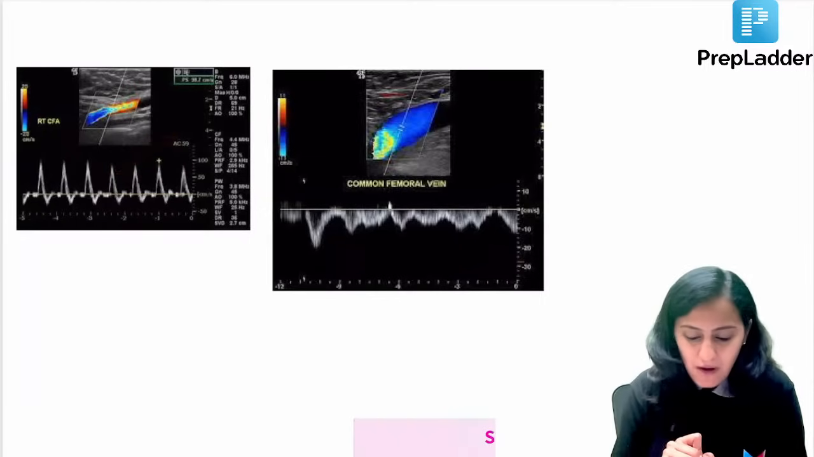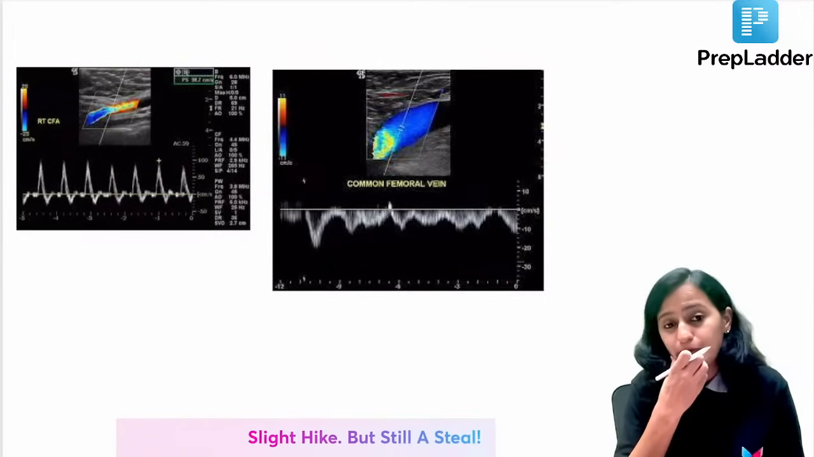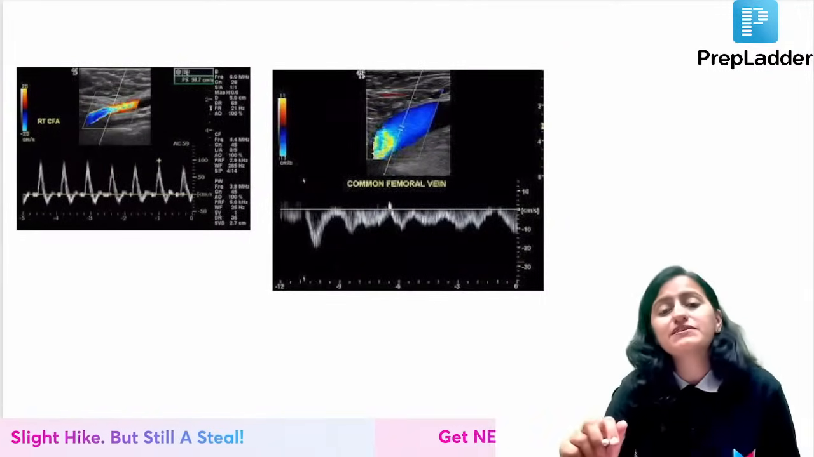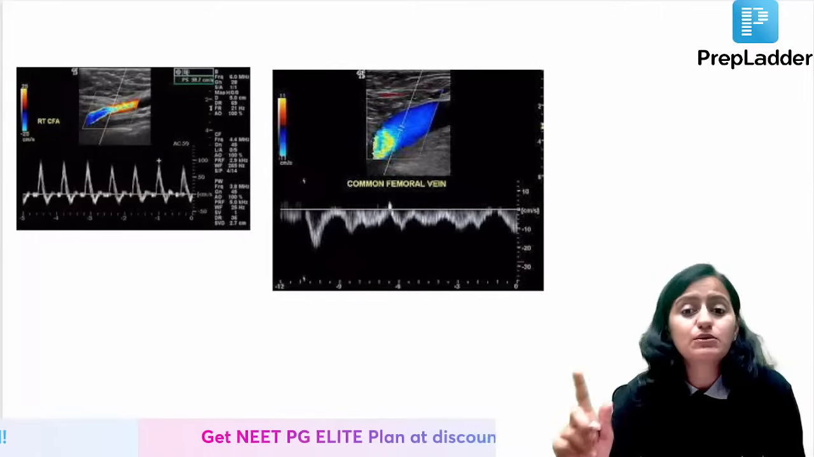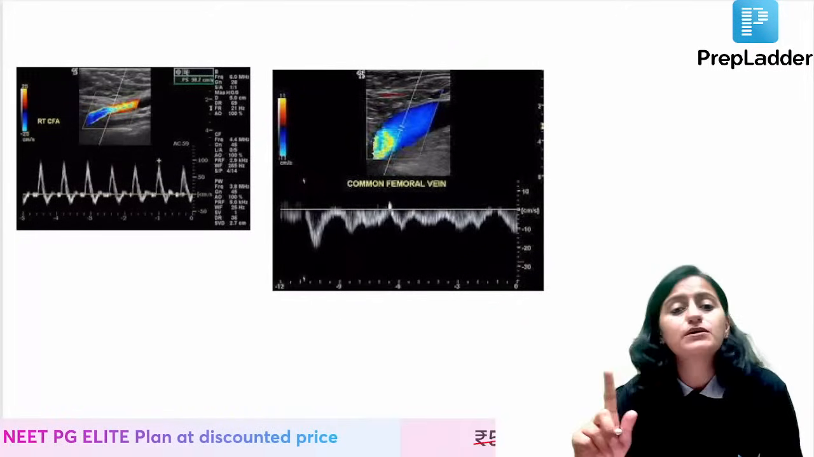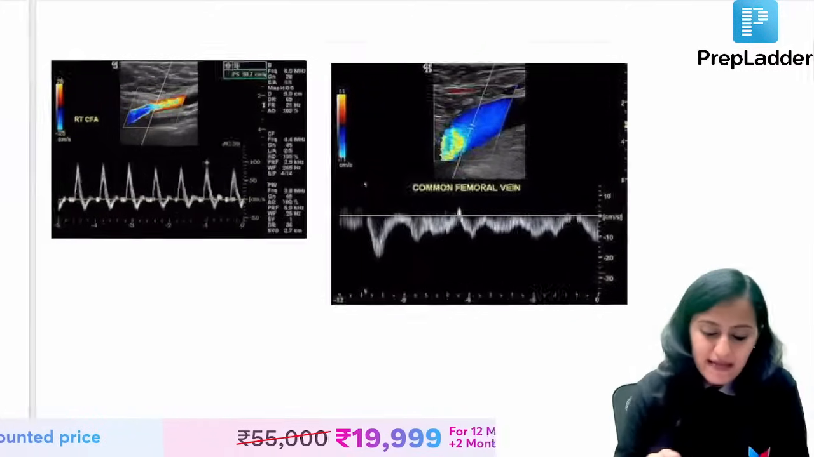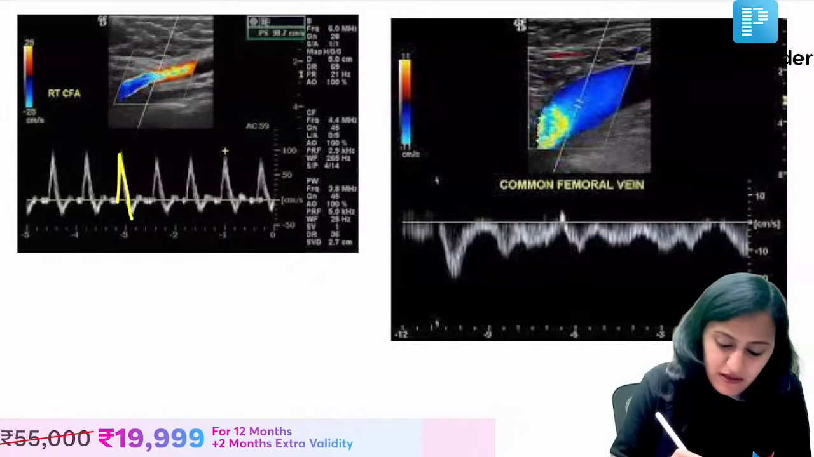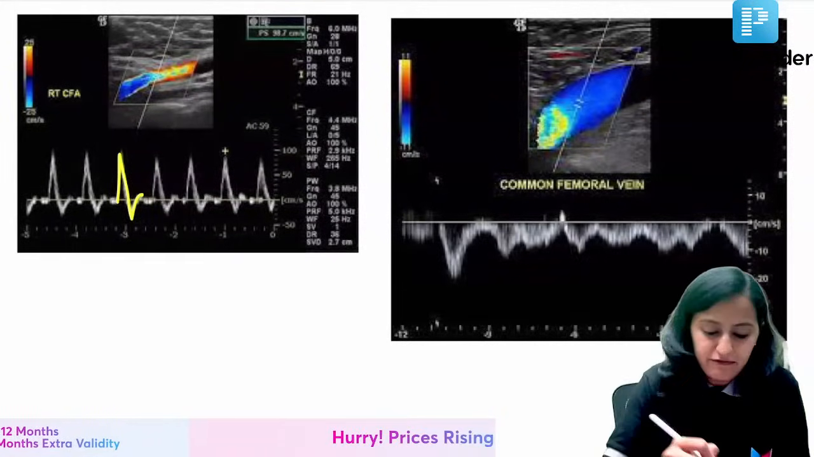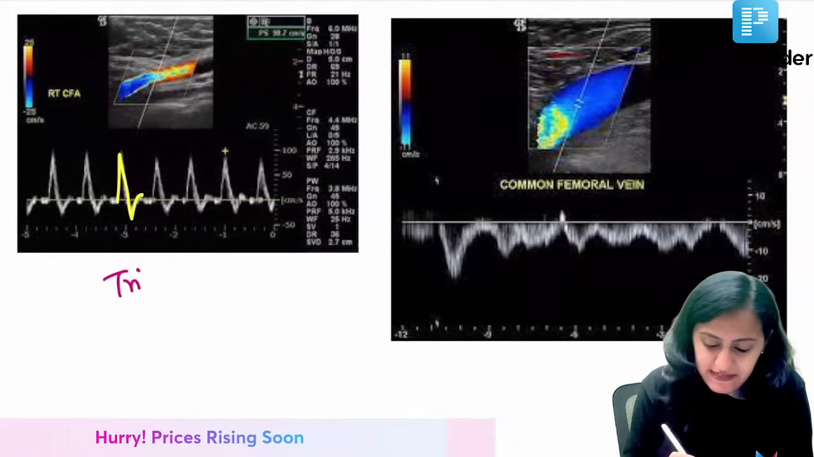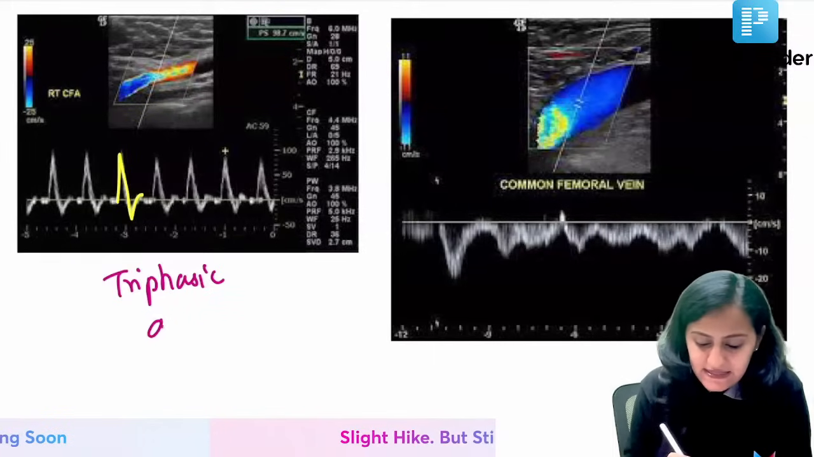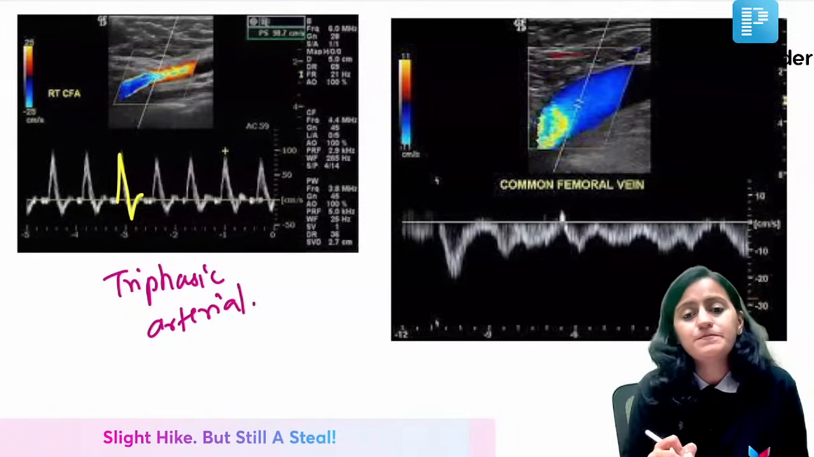This is Doppler, right? And this is also Doppler. This image is showing you the difference between the femoral artery and femoral vein Doppler, that is arterial Doppler versus venous Doppler. Look at the waveform. This waveform here is called a triphasic waveform. Okay, so a triphasic waveform indicates this is an arterial waveform, right?